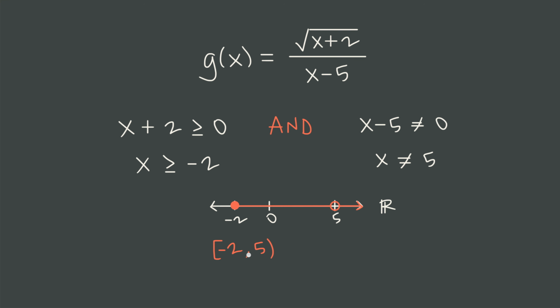So this is a sketch of the domain, but in interval notation, we could write it this way. We could say x extends from negative 2 on the left, including at x equals negative 2 itself, and it extends all the way until we get to 5, but without 5 being included. And then it also includes all values to the right of 5, not including 5 itself, all the way to infinity.